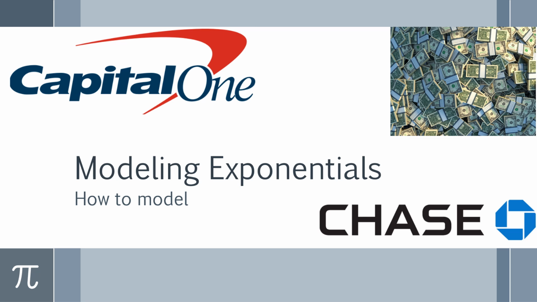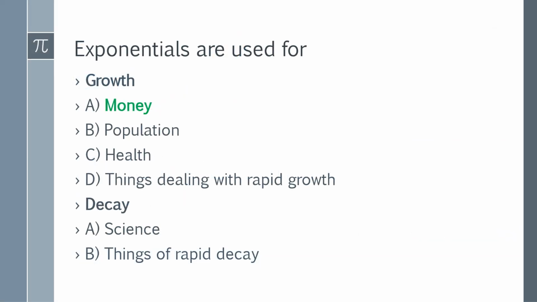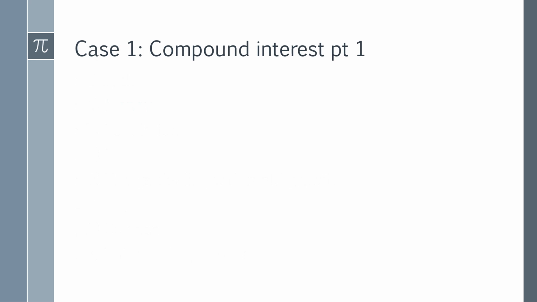So let's move on. So exponentials deal with growth. Money grows, population, and health. Things are dealing with rapid growth, and decay, dealing with science and rapid decay. Like population decrease and all of that. All right. So that deals with compound interest, part one.